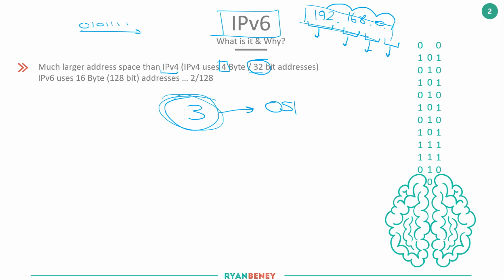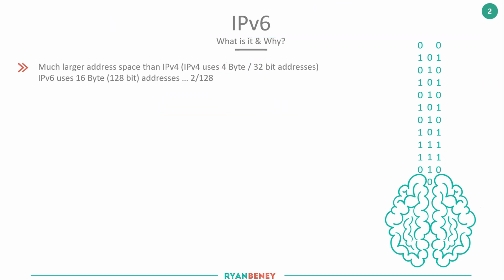So moving on then, what do we need to know about it? Again, there are 4 bytes, 32 bits in IPv4, while there's a total of 16 bytes, which is 128 bits, in IPv6. To give you an example of what that looks like, this is an IPv6 address.